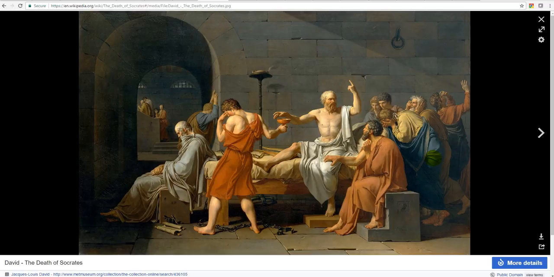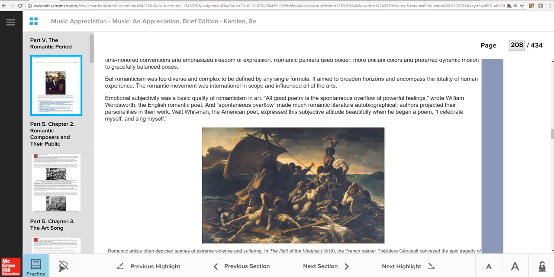Now, we can see some stylistic differences between the Death of Socrates and, say, romantic paintings like this.